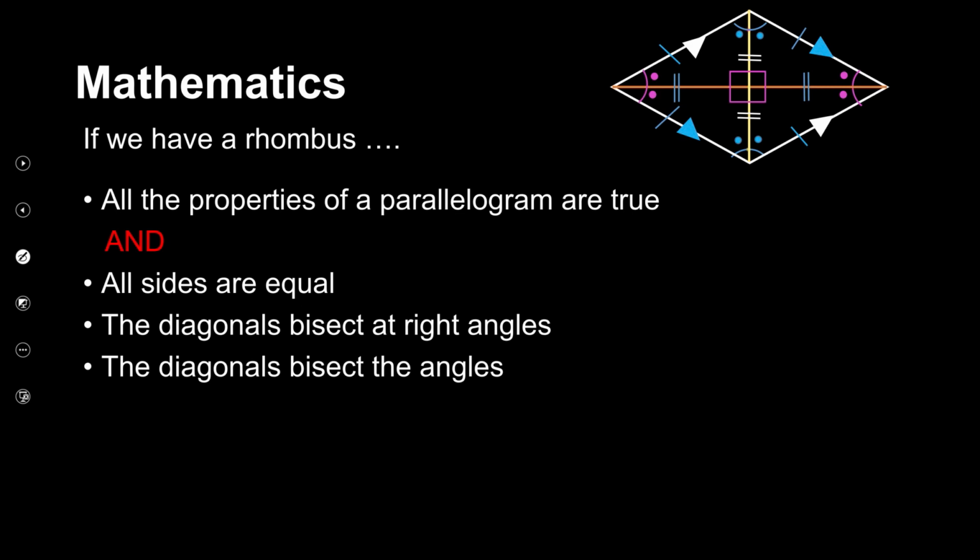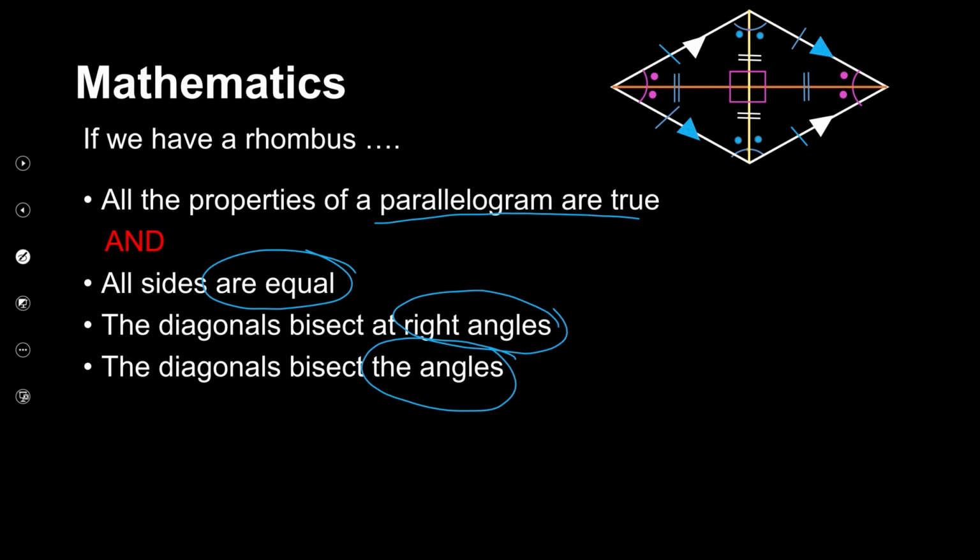Now, if we have a rhombus, it means our quadrilateral is a rhombus, which is a very interesting one. What do we know about it? All the properties of a parallelogram are true when it comes to a rhombus. What makes it different from a parallelogram is that the sides are all equal, the diagonals bisect at 90 degrees, and the diagonals bisect the angles as well. So these three things are what make it a very different parallelogram.